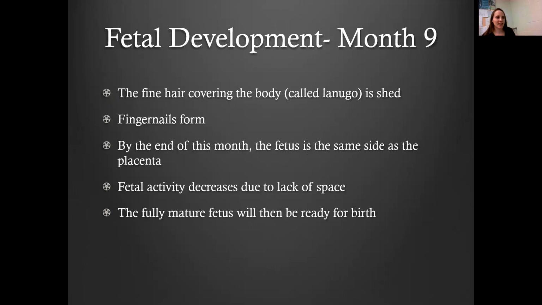Month 9, that fine hair that covered the baby's body is finally shed. Fingernails will form. By the end of this month, the baby and placenta will be about the same size, which I found shocking when I first learned about this. I did not realize the placenta was that big, but placenta is very large. The fetus will also stop moving around as much because there's just not enough space inside the mother anymore. And then by the end of month 9, the fetus will be fully mature and ready for birth.